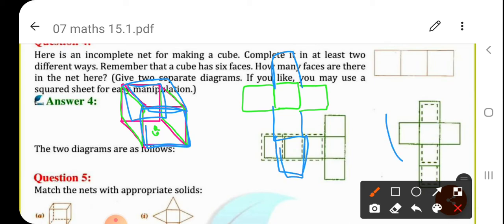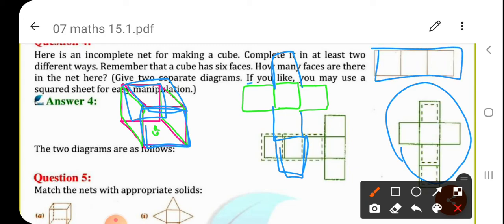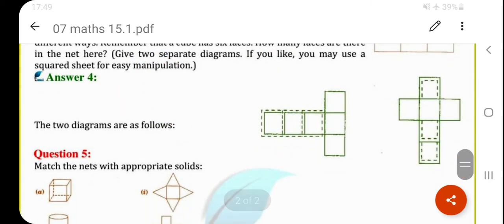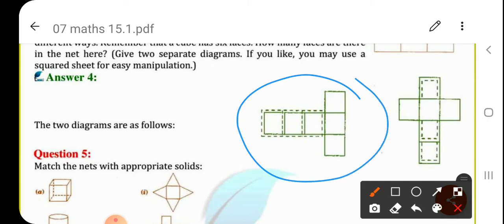This is a net. You can see this is the net. Now this is the question. Okay, so we have completed. This is the first net. Same way you can open it in so many ways. One by one you have to put the faces aside along with the previous one.